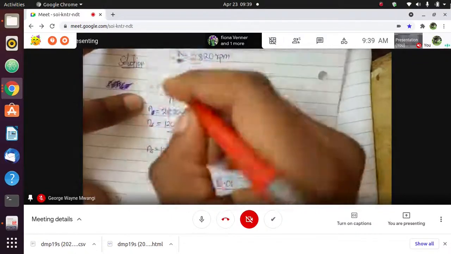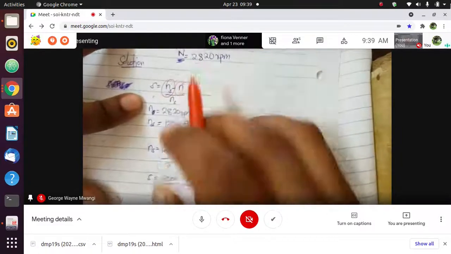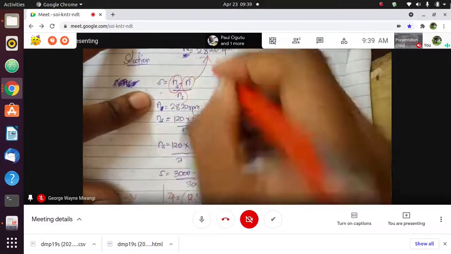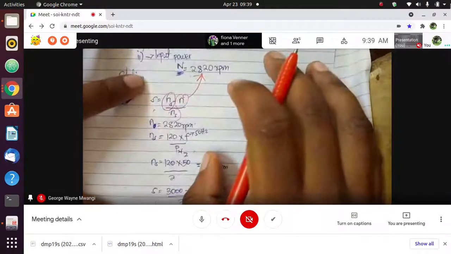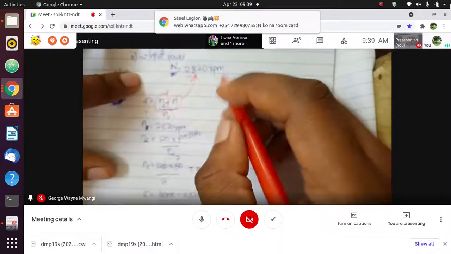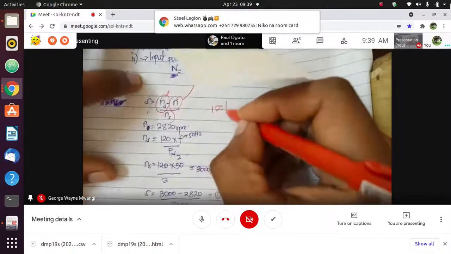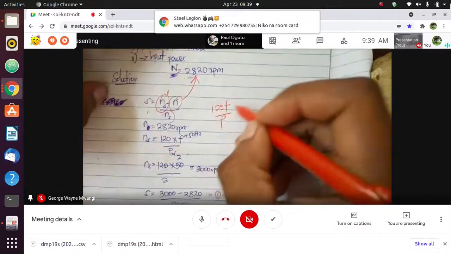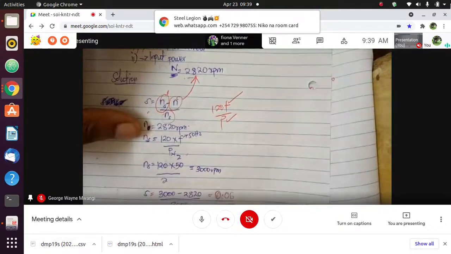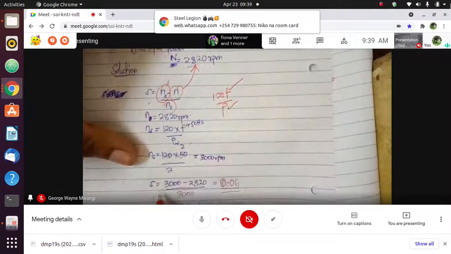We took the synchronous speed minus the load speed divided by the synchronous speed. We had been given the load speed as 2820. We found the synchronous speed by taking 120F over P. We had been given the frequency and the poles. We are able to find slip.